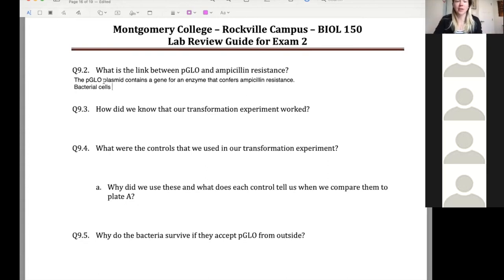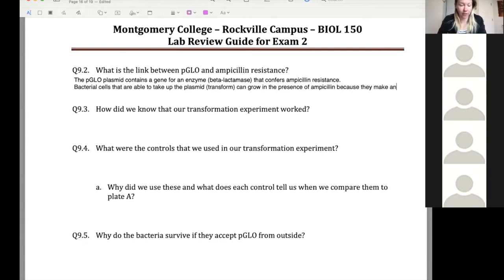So the pGLO plasmid has a gene for an enzyme. That enzyme is beta-lactamase, and it confers ampicillin resistance because if an organism can make this enzyme, it can break down the ampicillin, and basically the ampicillin is useless against it. So bacterial cells that are able to take up the plasmid and become transformed can grow in the presence of ampicillin because they make and secrete this enzyme.